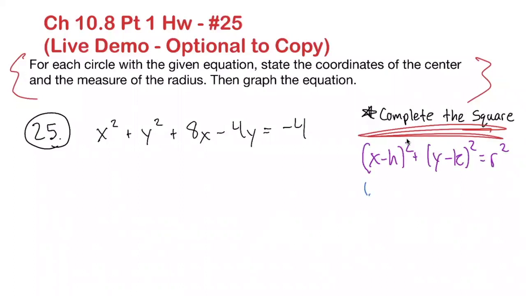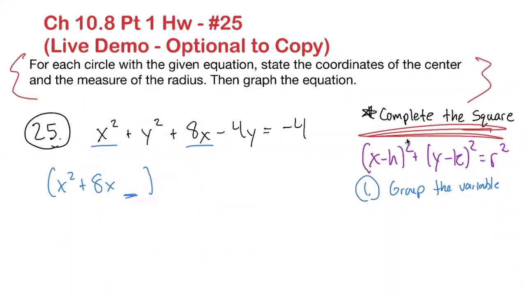First step is to group the variables. You want the x squared with the x, so put them close to each other, like they're family. I'm going to leave a blank here, and there's a purpose for that blank. Then plus, let's make the y purple, y squared minus 4y. Leave a blank there. Equals -4.